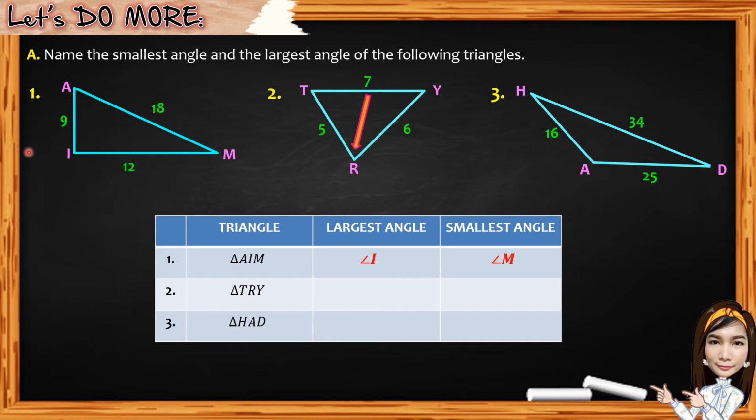The largest angle is angle R, which is the opposite of the longest side, TY, 7. And for the smallest angle, we have angle Y, which is the opposite of the shortest side, TR, 5. And for number 3, triangle HAD, the largest angle is angle A, which is the opposite of the longest side, HD, 34. And the smallest angle is angle D, which is the opposite of the shortest side, HA, 16.